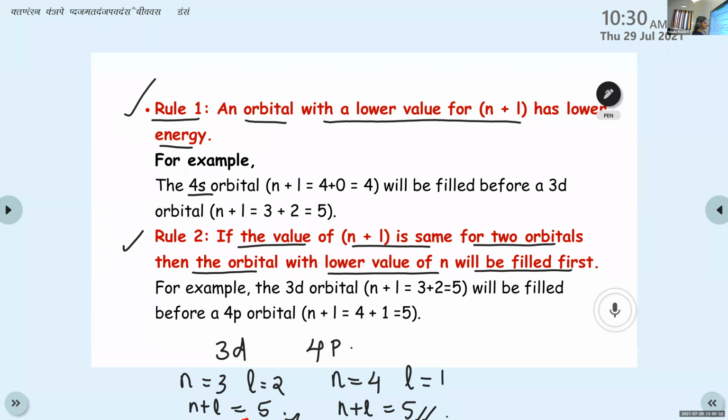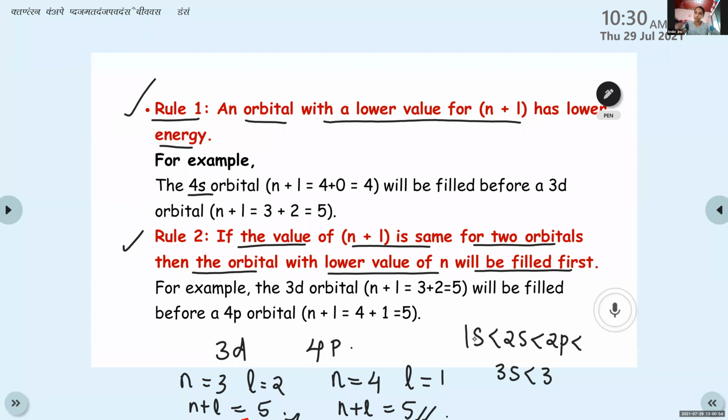So, the order is 1s, 2s, 2p, 3s, 3p, 4s, 3D, 4p, like that. This is clear? Yes, ma'am.